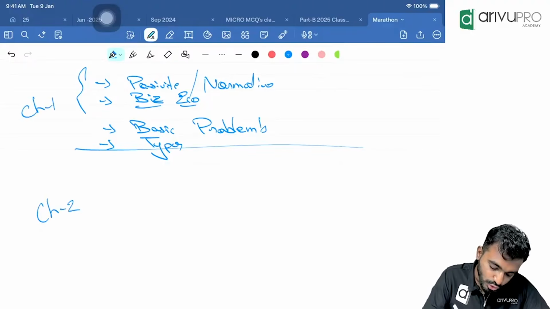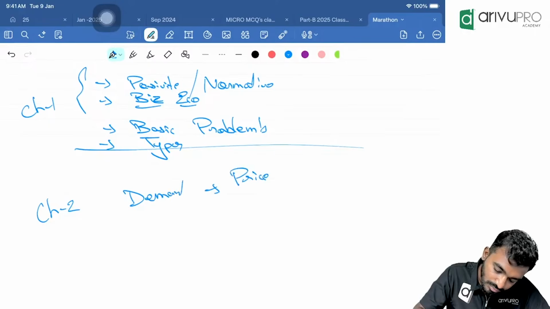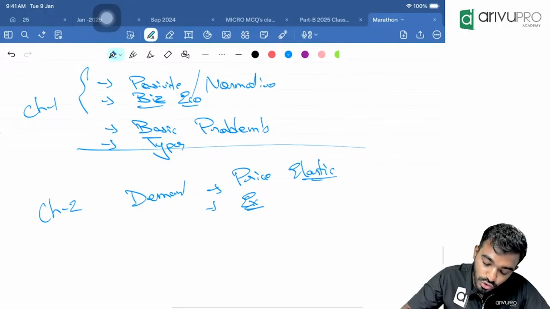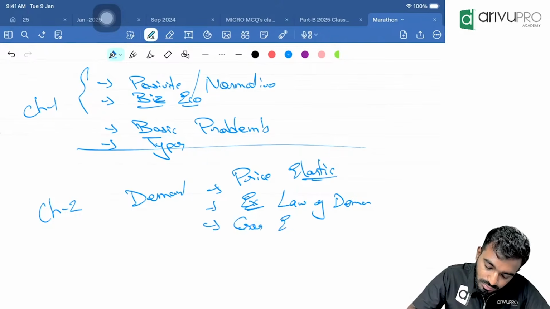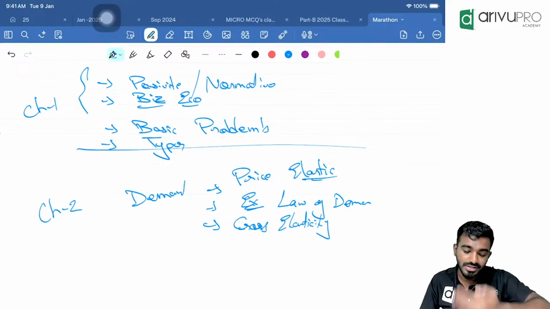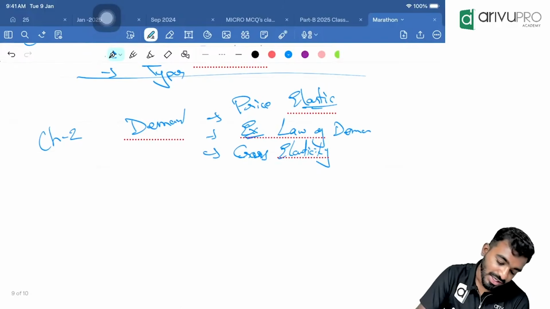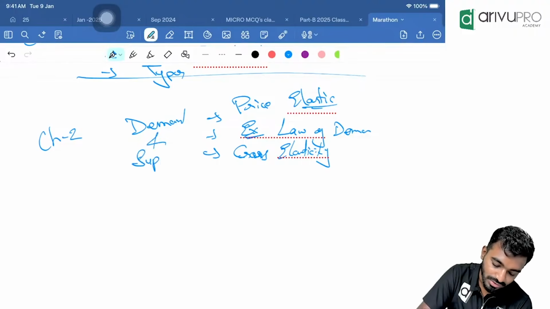Next comes chapter 2. In that, demand, most important, price elasticity and exceptions to the law of demand. Giffen's goods, all this, exceptions to the law of demand, cross elasticity, numerical. This you can't ignore at all. For sure, you have to cover this. In supply also, it applies the same, copy paste there. Demand and supply, better you write down like that.